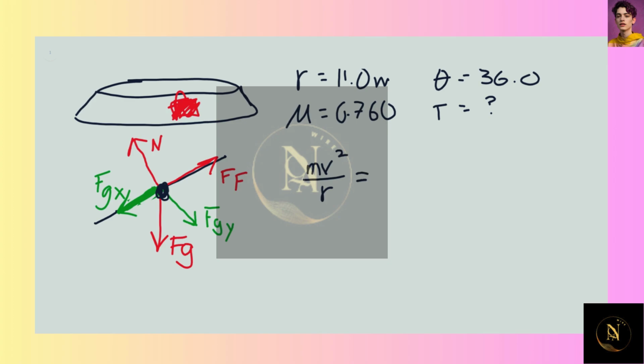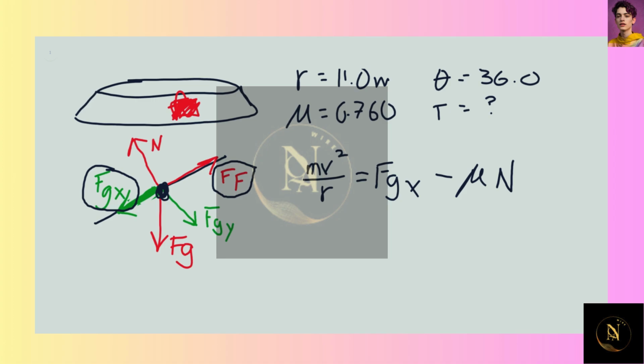All right, so what forces make up our centripetal force? Well, we have the gravitational component, FGX, pointing inward towards the center of our motion, as well as the frictional force pointing upward, away from the center of our motion. So we find that our centripetal force is going to be equal to FGX minus our frictional force.